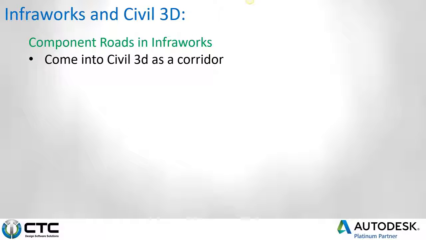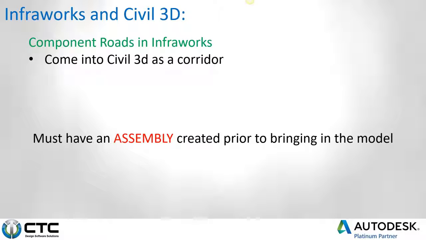Other things, some newer things about Infraworks. In the past, if we brought in a road, a design road or a component road, it came into Civil 3D as an alignment and a profile. Now it'll actually come into Civil 3D as a corridor. So it will build my corridor for me. The only problem is I must have the assembly created prior to bringing in that model. And it will take that one assembly and it will build one region from beginning to end.